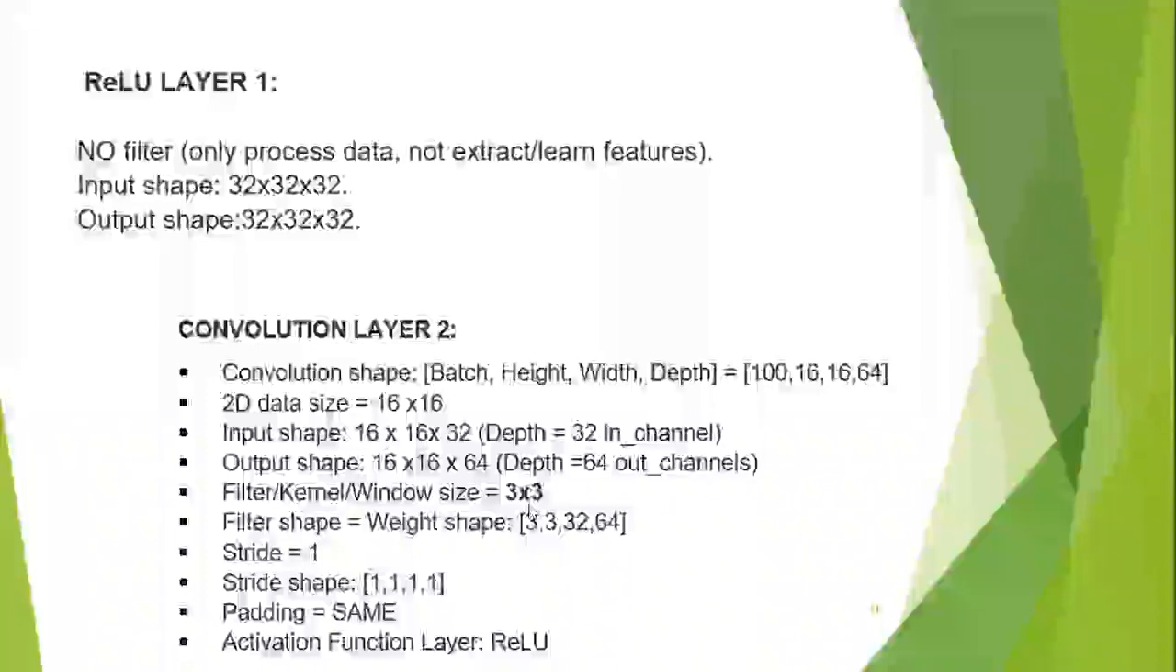It helps to reduce the time on computation. Then the filter shape is 3 by 3, 32 by 64, the output, and then this is the input. Then we keep the same stride to preserve the spatial dimensions.